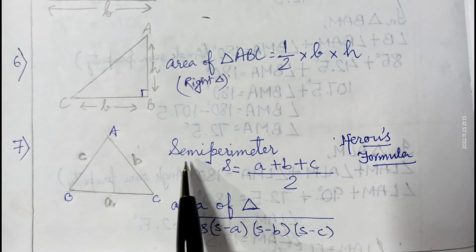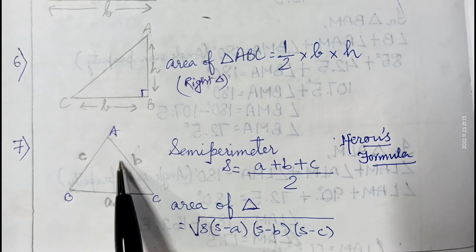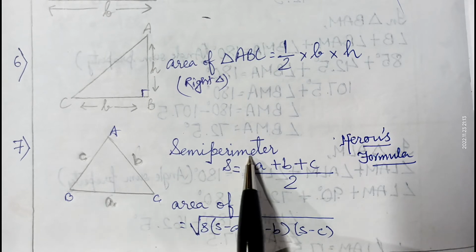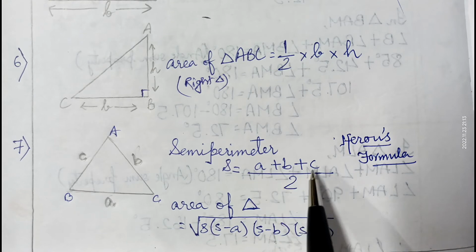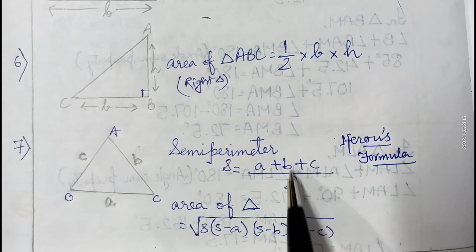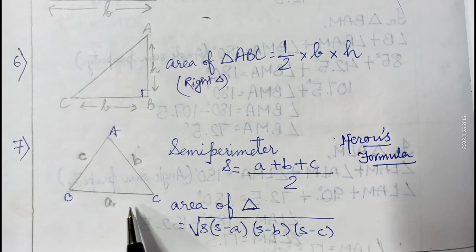Here first of all we have to calculate the semi-perimeter. Perimeter means sum of all the sides, A plus B plus C. So semi-perimeter will be perimeter divided by 2. If this perimeter A plus B plus C is divided by 2, then we get S, which is the semi-perimeter. And to find the area of the triangle, we have to use this formula. Area of the triangle will be root over S into S minus A into S minus B into S minus C, where S is the semi-perimeter and A, B, C are the three sides of the triangle.